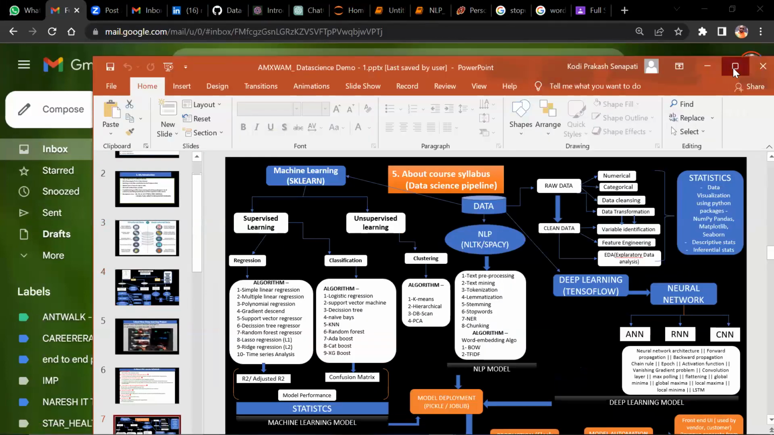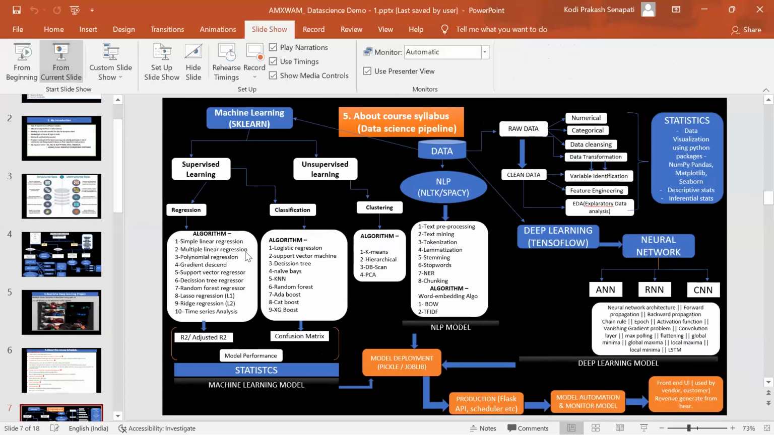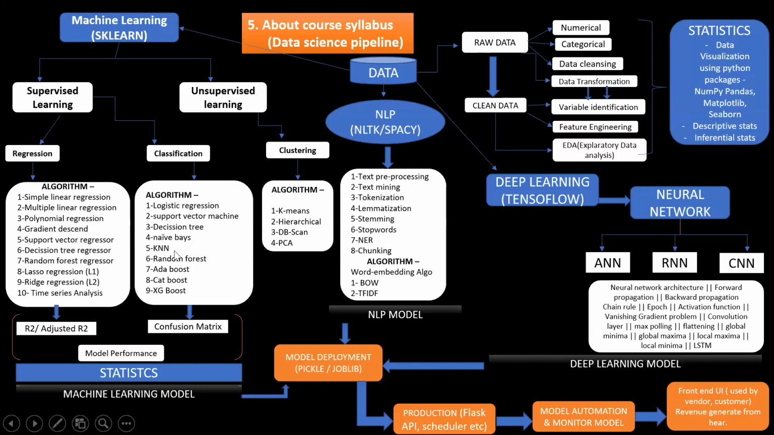Did you see my screen? Go to slideshow. Okay, these are the classification algorithms: logistic regression, support vector machine, decision tree, naive Bayes, KNN, random forest, AdaBoost, CatBoost, XGBoost. When I ask about classification, you talk about k-means. Is it a correct answer or an incorrect answer? Incorrect answer. Now you understand? Yes. Next one, gradient descent. Did you see here, gradient descent is under regression? And when I asked about gradient descent, you said it is one of the classification algorithms, which is wrong.